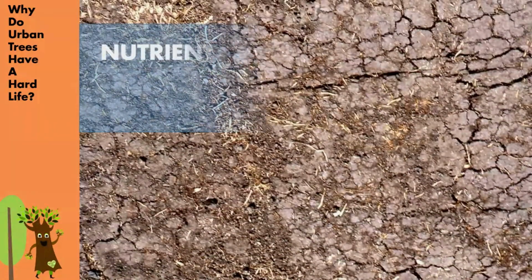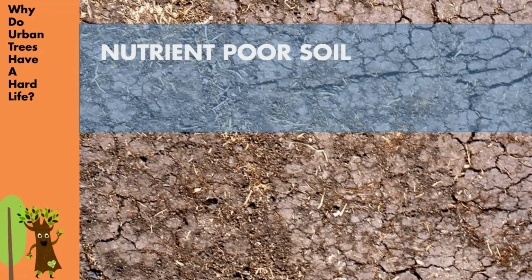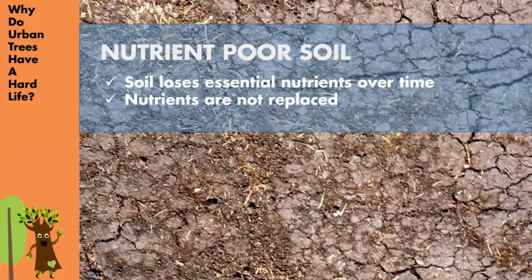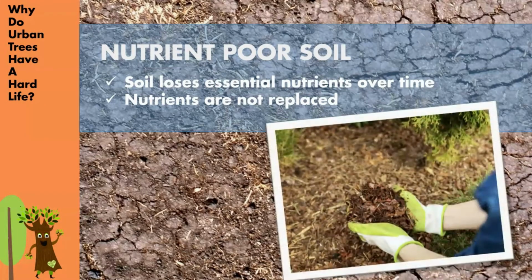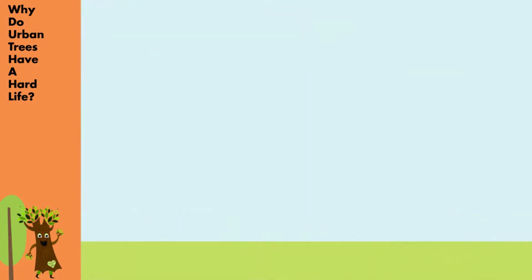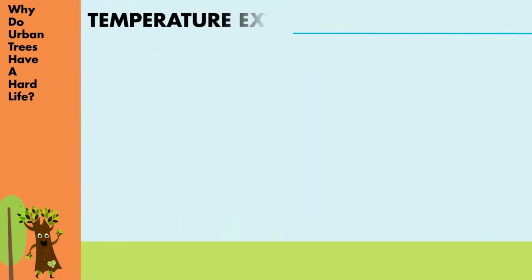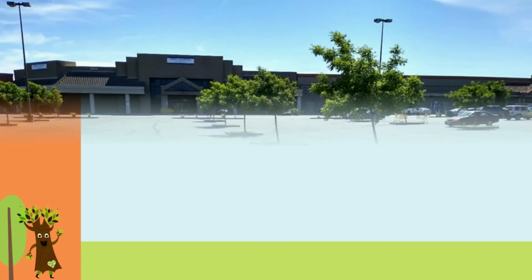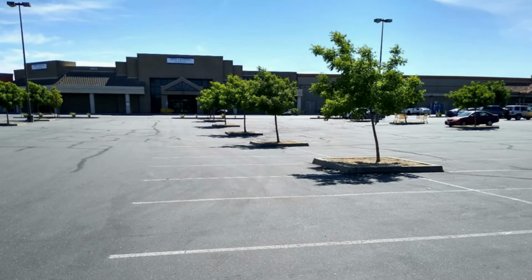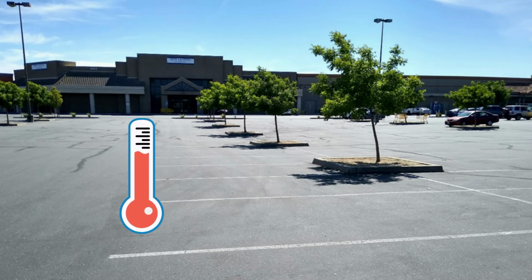Nutrient-poor soil is a common characteristic of urban soil. Because the urban environment is a built environment, soil is moved around and loses essential nutrients over time. And around much of the city, nutrients are not replaced through decomposing organic matter such as leaves and mulch. Another factor that poses challenges for trees are extreme temperatures. In the Pacific Northwest, it's mostly extreme heat events that occur in the summer.